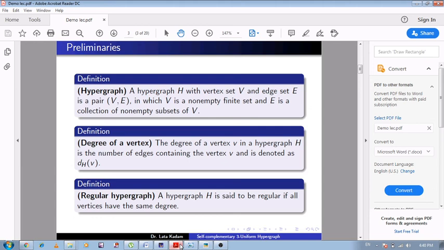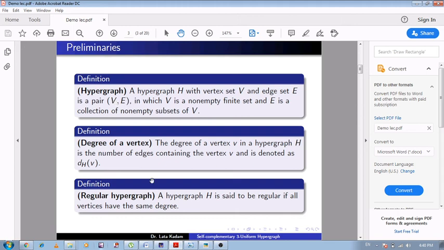Now, a hypergraph H with a vertex set V and a set E is a pair (V, E) in which V is a non-empty finite set and E is a collection of non-empty subsets of V. Here, the hypergraph H is denoted by the ordered pair (V, E). V is the set of vertices and E is the set of edges.